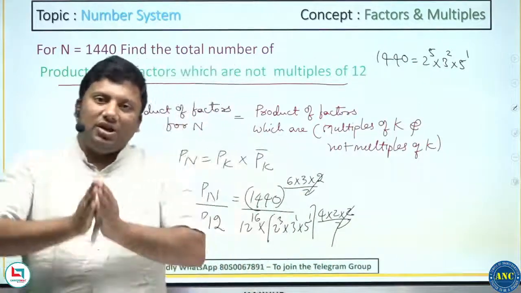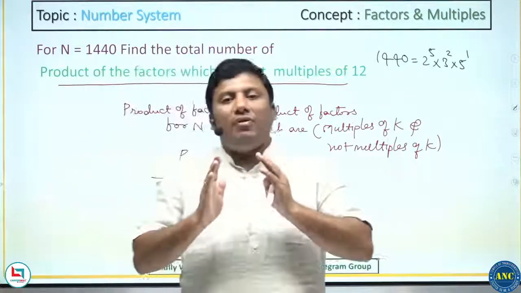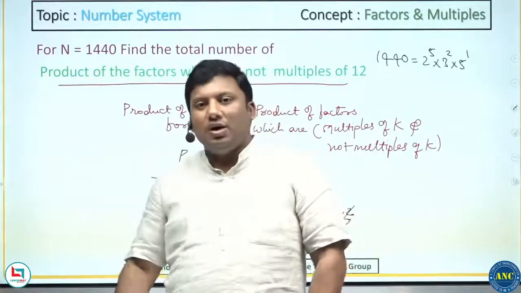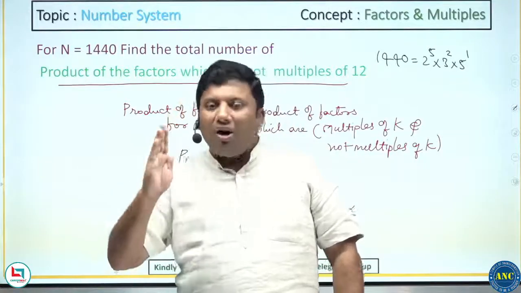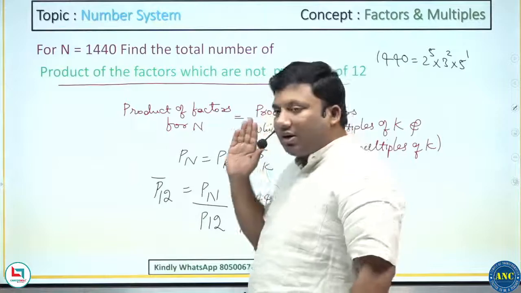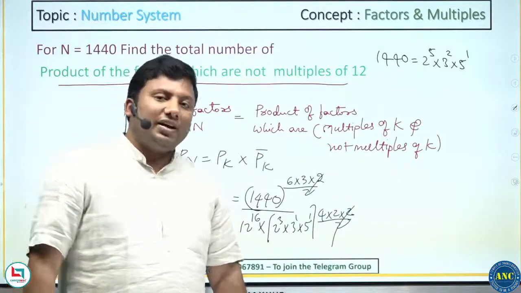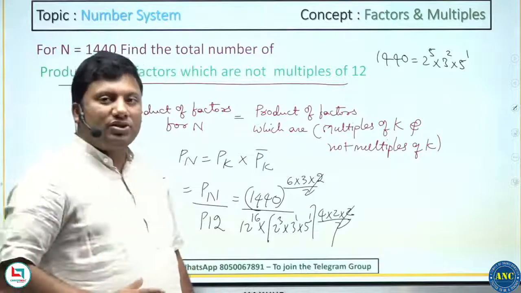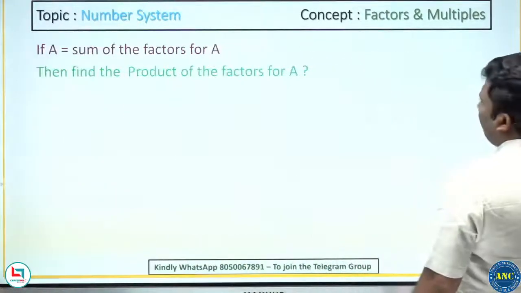Product of the factors is given by the notation number power number of factors by 2. Product of the even factors, how to determine? Product of odd factors, how to determine? Product of the factors which are multiples of 12 and product of the factors which are not multiples of 12. I hope the idea is very, very clear.